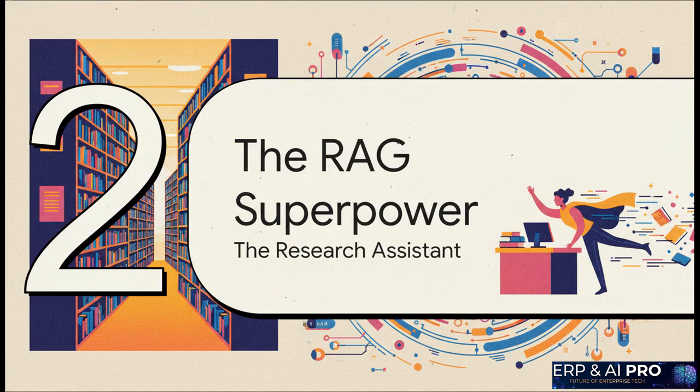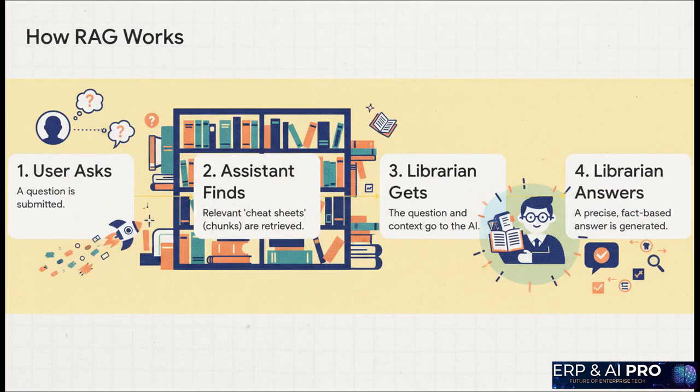All right, so we've built the perfect library. It's clean, it's organized, it's ready to go. But our brilliant librarian is still just sitting there at their desk. So let's move on and see how we give them a superpower, a super fast research assistant. This assistant is the real key to making it all work.